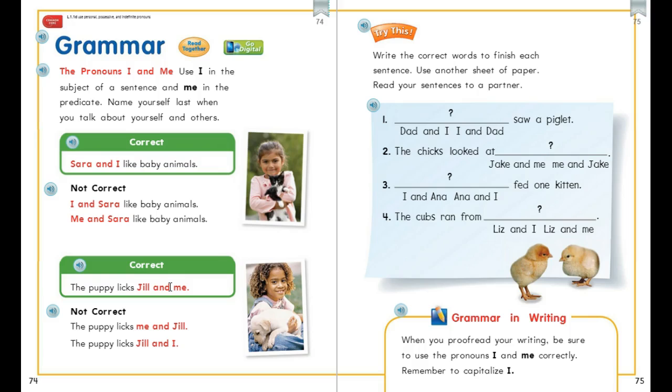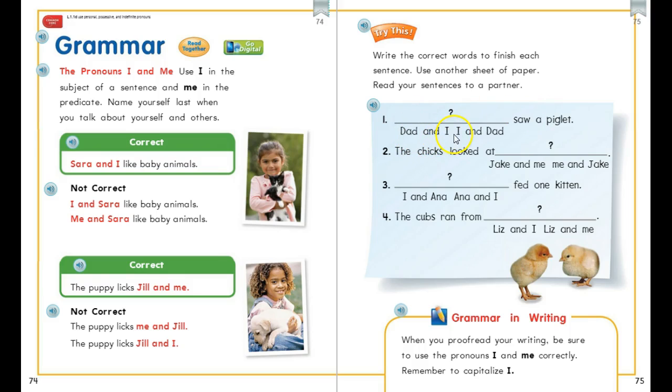Now look on page 75 of your student book. It says to try this. Write the correct words to finish each sentence. You can use another sheet of paper and read your sentences to your learning adult. So you are going to write a word, or who saw it, Dad and I, or I and Dad saw a piglet. Which would be the right way to say that and to write that?